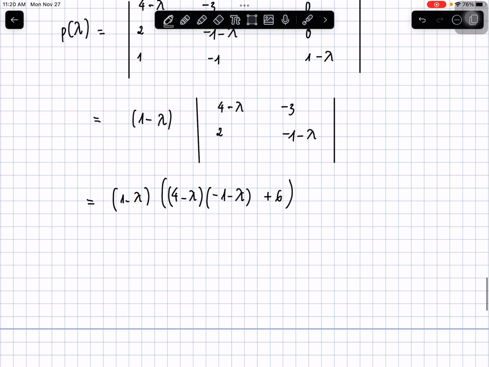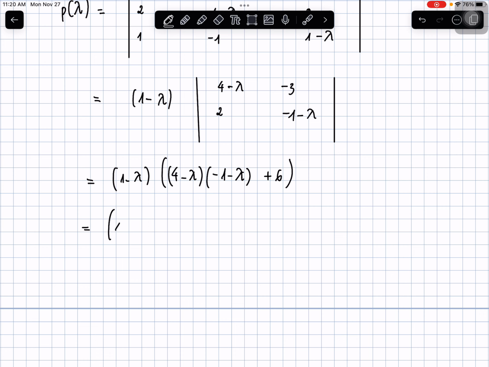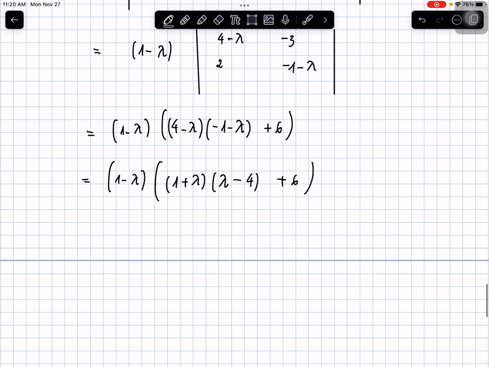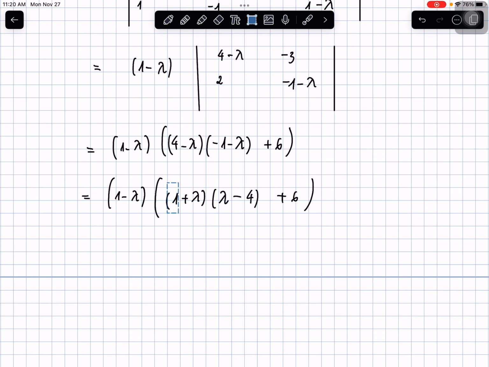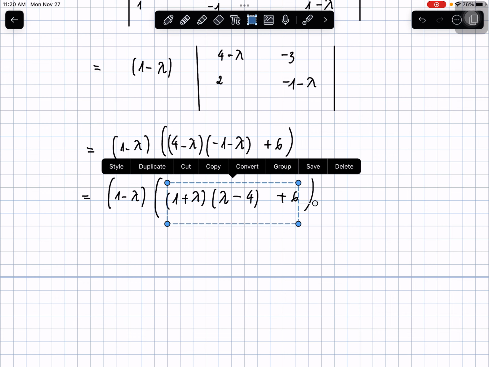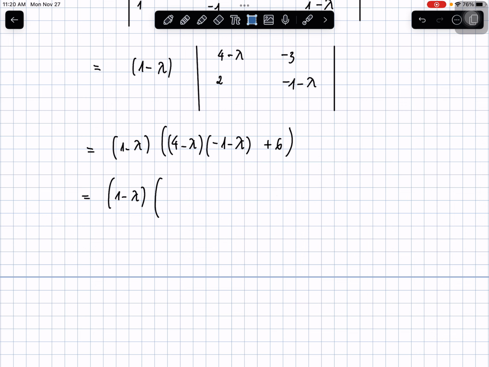Plus 6 times (1 minus lambda), so we get (1 plus lambda)(lambda minus 4) plus 6. Oof, we need to compute it anyway. Lambda square minus 4 lambda plus 1, lambda minus 3 lambda plus 6.